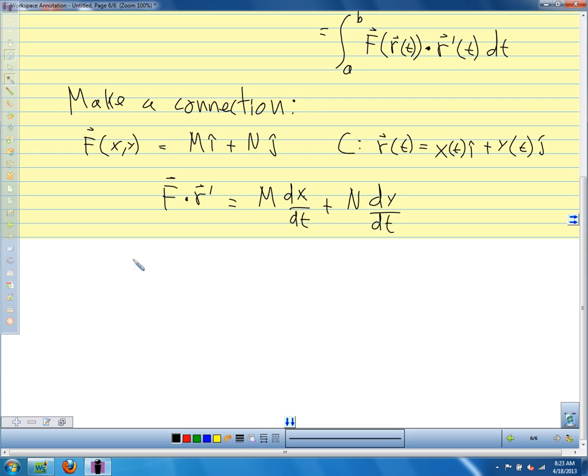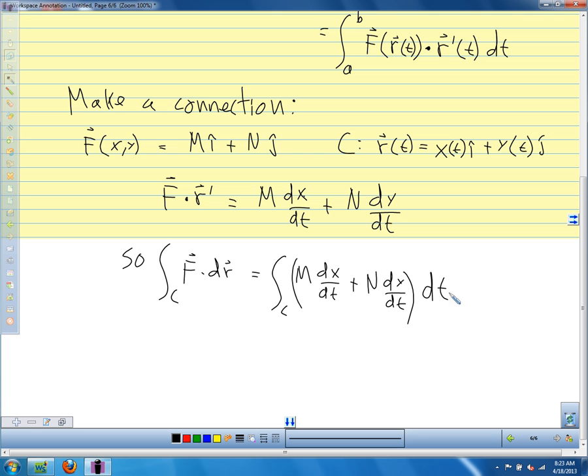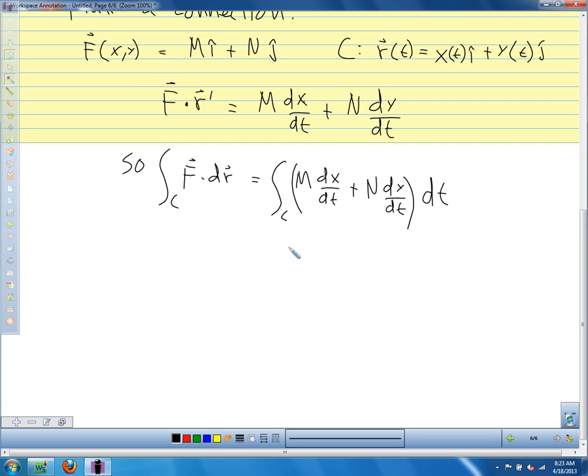And the integral, our line integral of F dot dr is going to be the line integral over C of M dx/dt plus N dy/dt, dt, and this is just equal to M dx plus N dy.